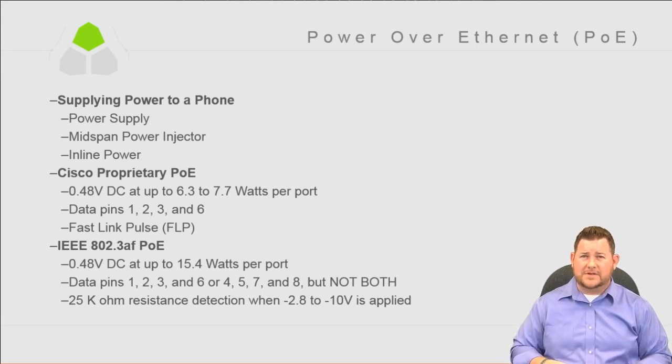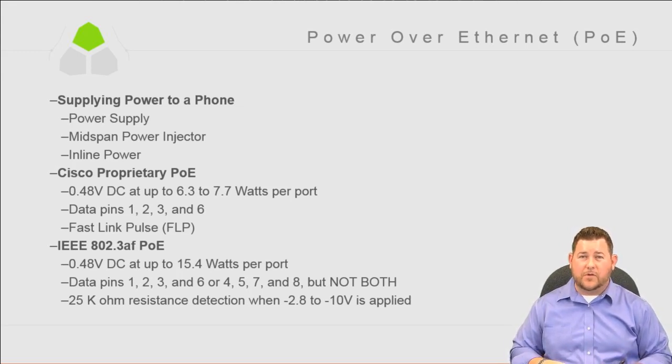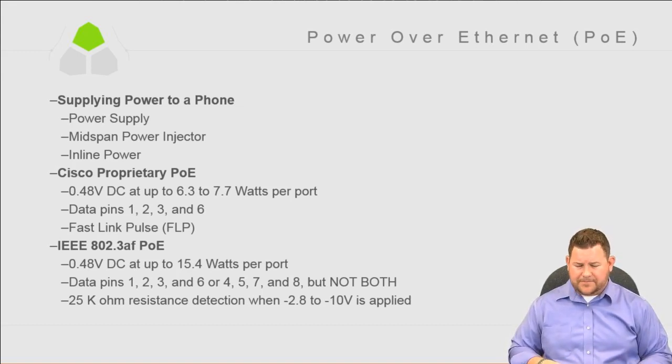The one that's most commonly used nowadays is IEEE 802.3af PoE, which is 48 volts DC as well. And you can go up to 15.4 watts per phone. So if you look in your CDP configuration, which we'll look at in a minute, you can see the actual power that the phone is using, and a lot of times these newer phones are using 15.4 watts. You can see that the data pins are a little bit different. You're using 1, 2, 3, 6, or 4, 5, 7, 8, but not both. So you can use one or the other essentially.